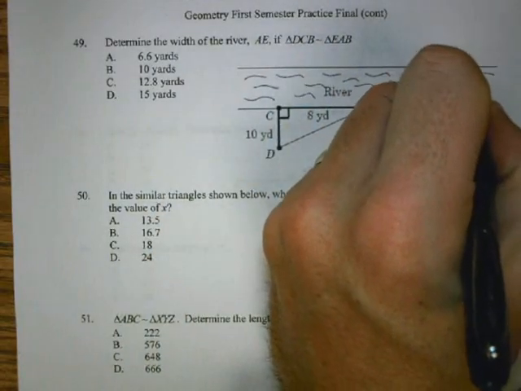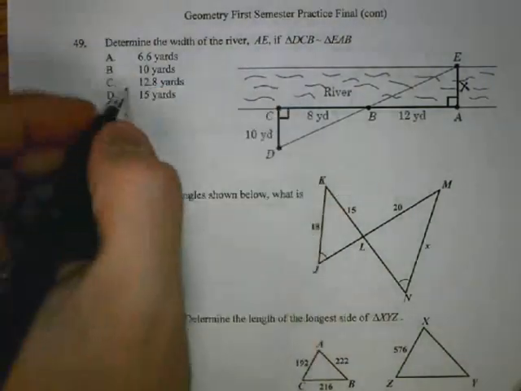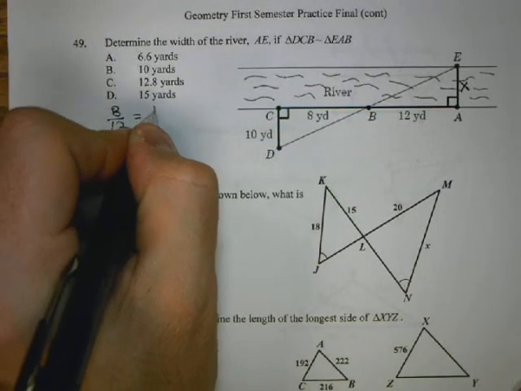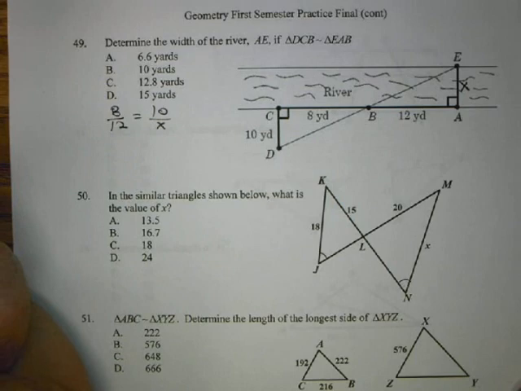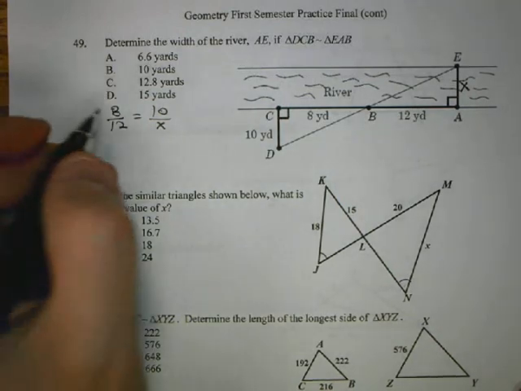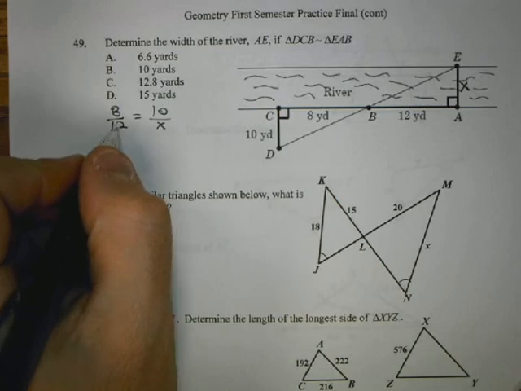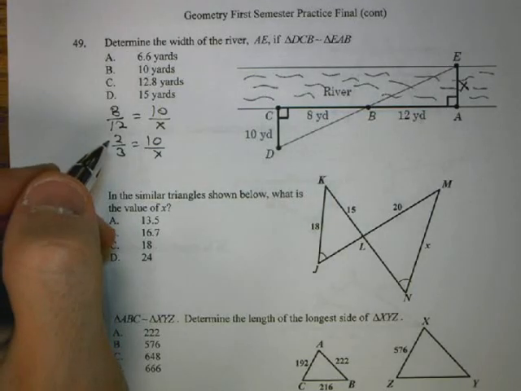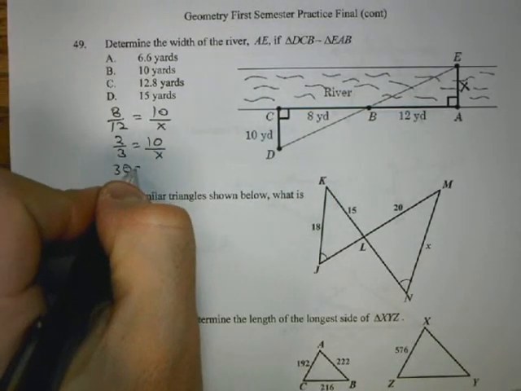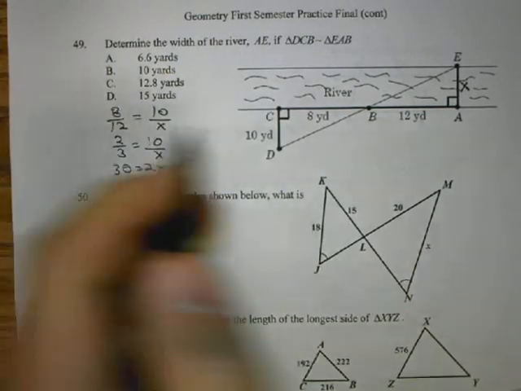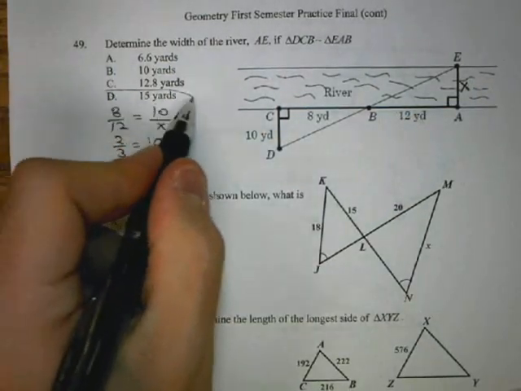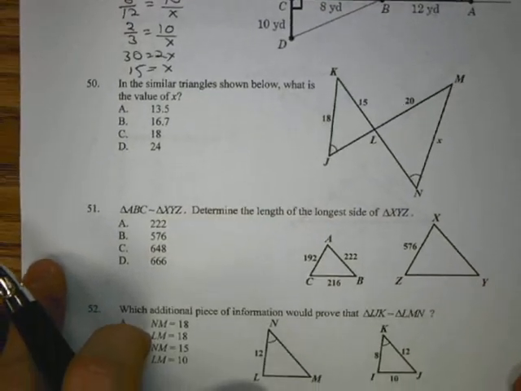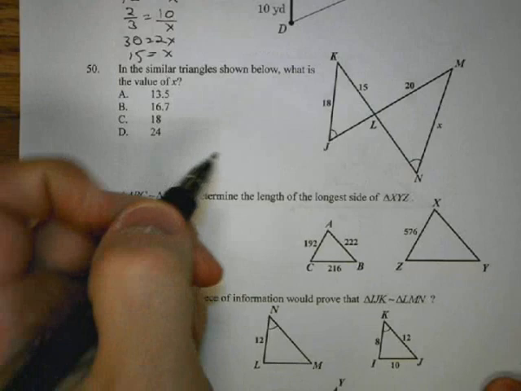Okay, now 49. We need to determine the width of the river when we have similar triangles here. The width of the river is going to be AE. So we match up our corresponding parts. 8 over 12 equals 10 over x. That sets up my proportion, matching up the corresponding parts. I don't necessarily need EB and BD. I don't know what they are, but I don't need them. I just need to set up the parts. 8 over 12 reduces to 2 over 3 equals 10 over x. I then do cross products. I get 30 equals 2x, and x would be 15. So 15 would be the distance across the river, or segment AE.